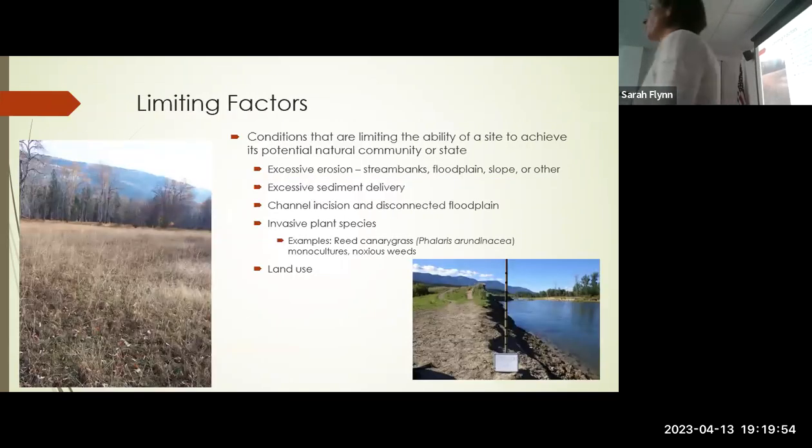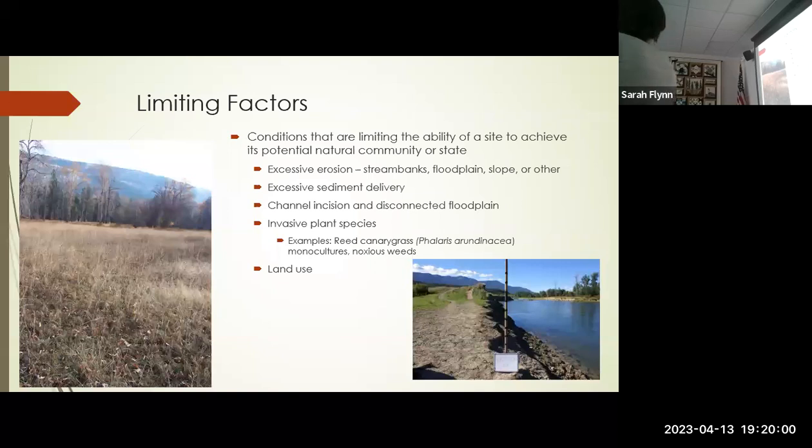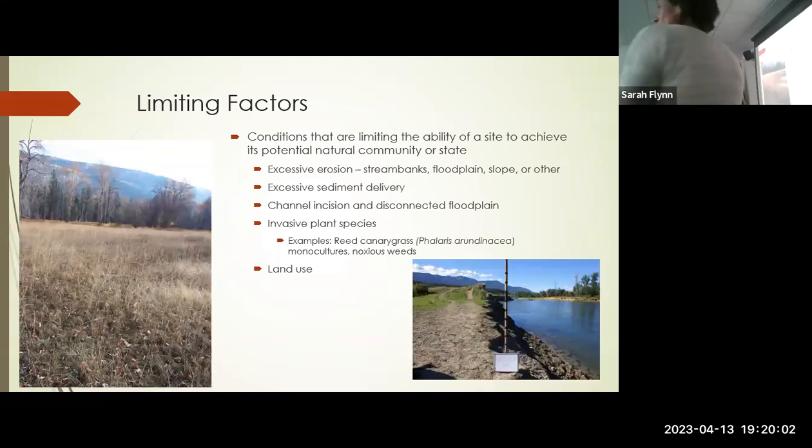So these are just some photos of the limiting factors and some site conditions that we get into before we do a project. Stream bank erosion with no woody vegetation along the banks to hold that in place. That's pretty common. That's what a lot of revegetation projects are doing.